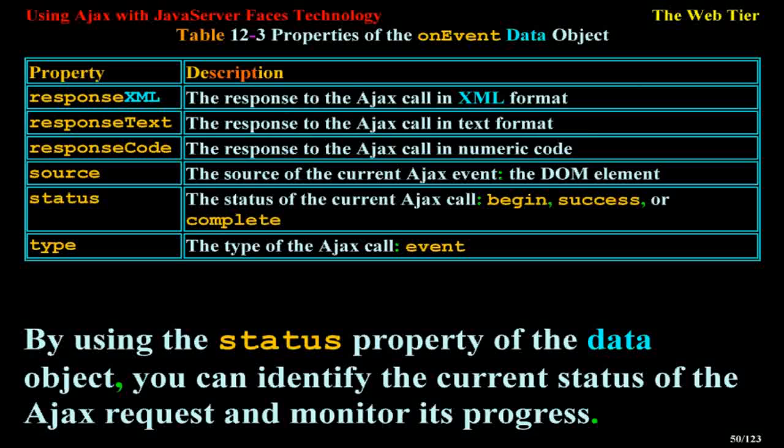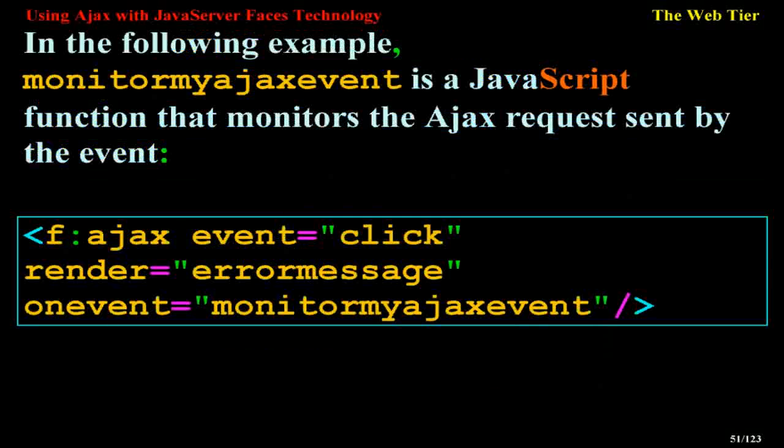Event. By using the status property of the data object, you can identify the current status of the Ajax request and monitor its progress. In the following example, monitorAjaxEvent is a JavaScript function that monitors the Ajax request sent by the event. f:ajax event equal click render equal errorMessage onevent equal monitorAjaxEvent.